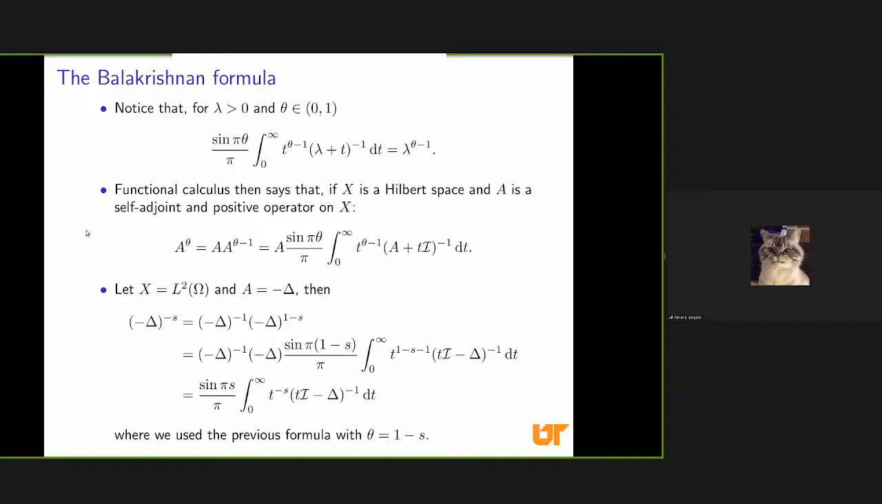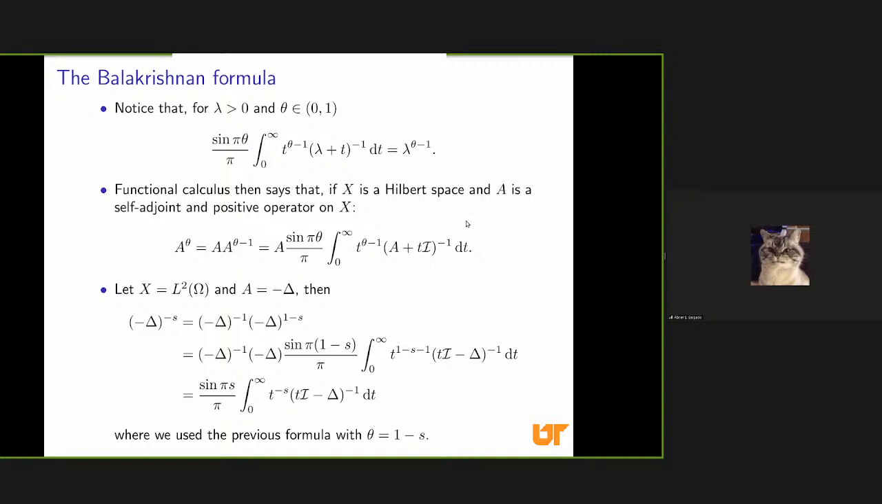Now if you apply a little bit of functional calculus, and say you have a self-adjoint, positive and closed operator on a Hilbert space, essentially by replacing lambda by that operator, this identity stays valid. And this means that if you want to compute the operator A to the power theta, well, you can do A times A to the theta minus 1. And for this, you can apply this formula. Okay, so that's what we do here.